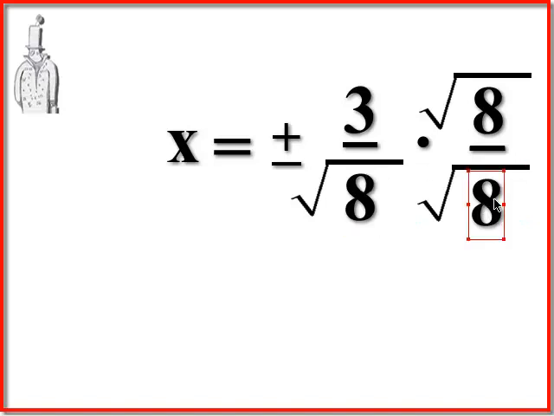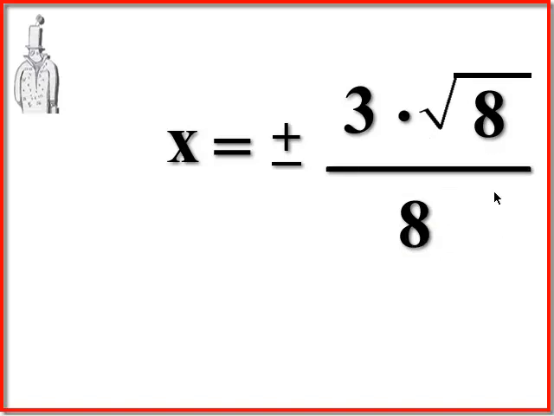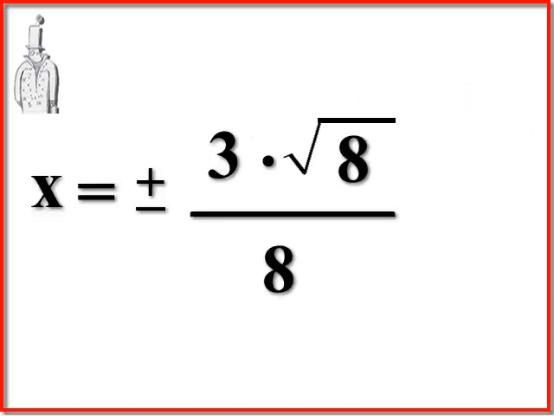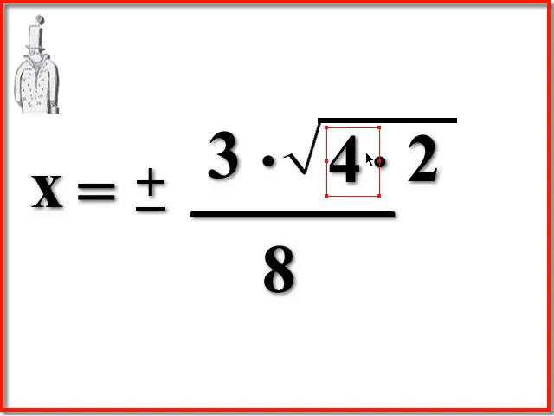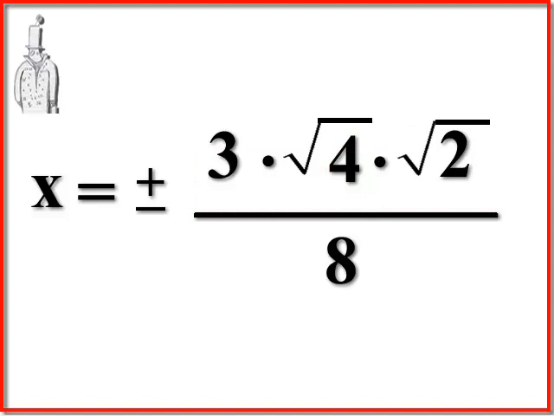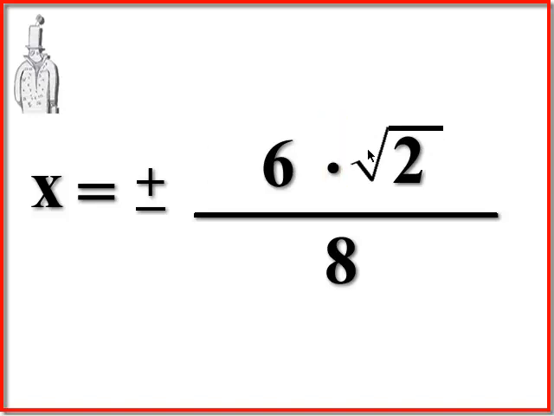The square root of 8 times the square root of 8 is the square root of 8 squared, which is just 8 on the bottom. But now the square root of 8, let's get some working room here, comes out to be the square root of 4 times the square root of 2. I did that because I know that the square root of 4 is 2. But let's break them down into their own little separate radicals as long as we're multiplying or dividing. And the square root of 4 is 2. So 3 times 2 is 6. So we have 6 times the square root of 2 on top, 8 on the bottom.